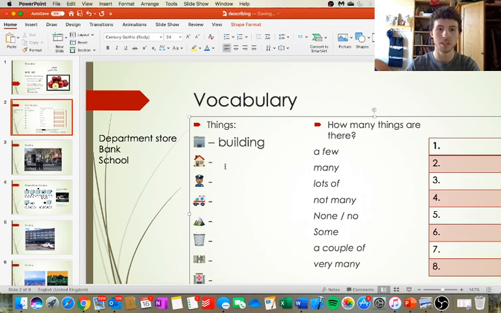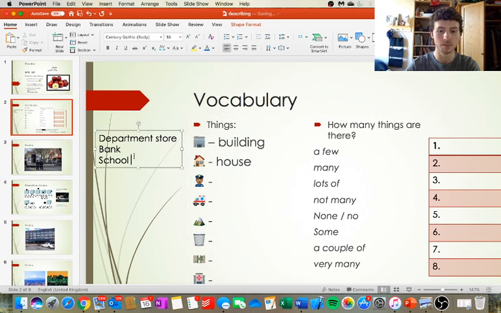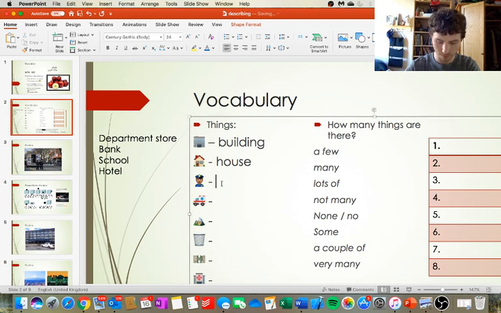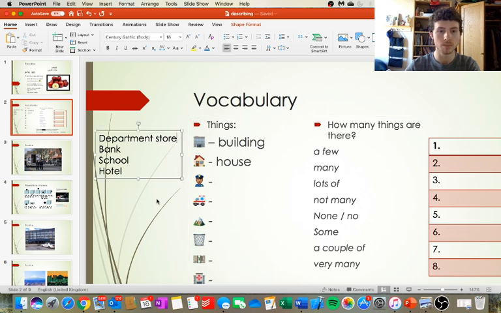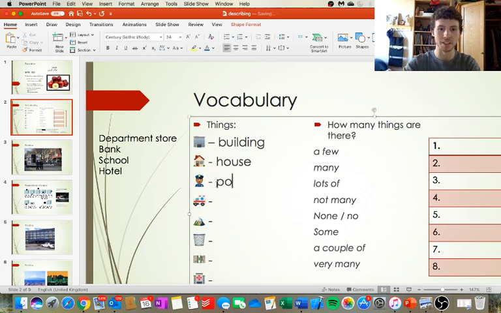Next one. Easy. House. This one. Could be hotel as well. Thank you, Wasim. Yes, what is a department store? Policeman, thank you, Gabrielle.